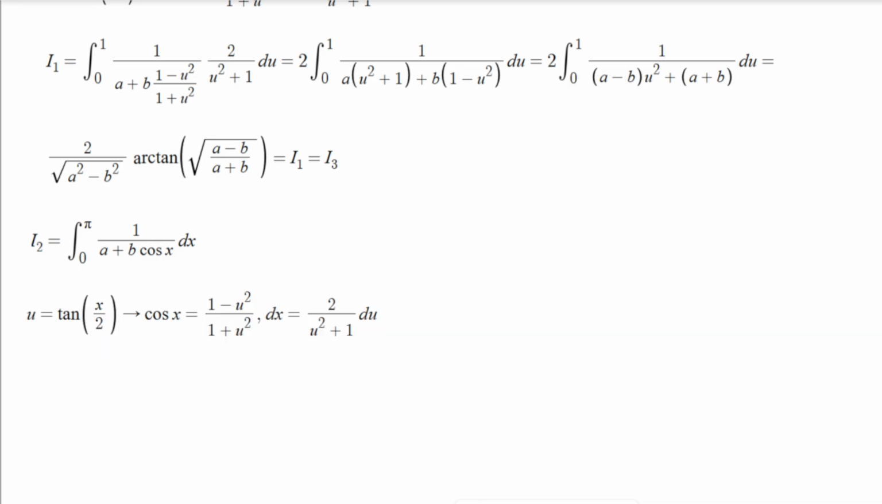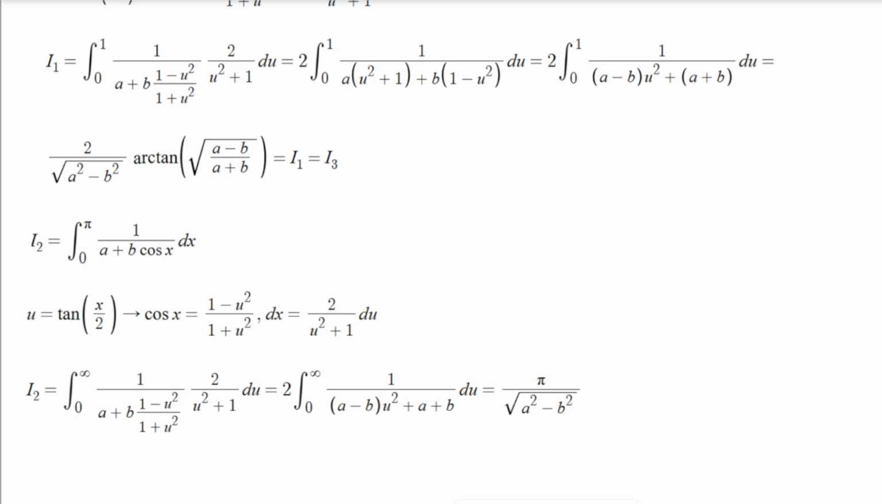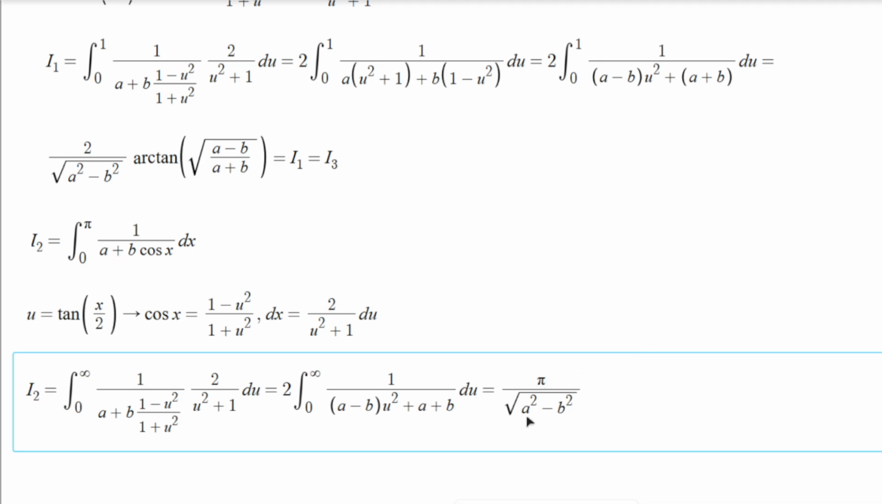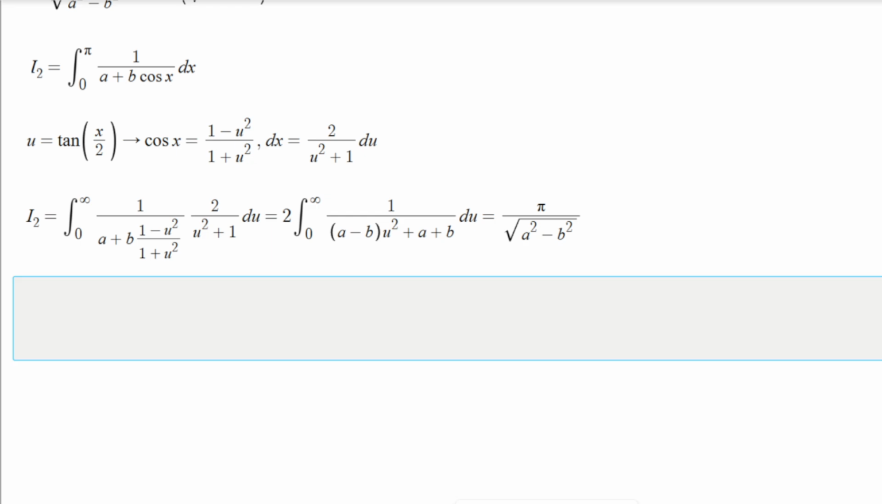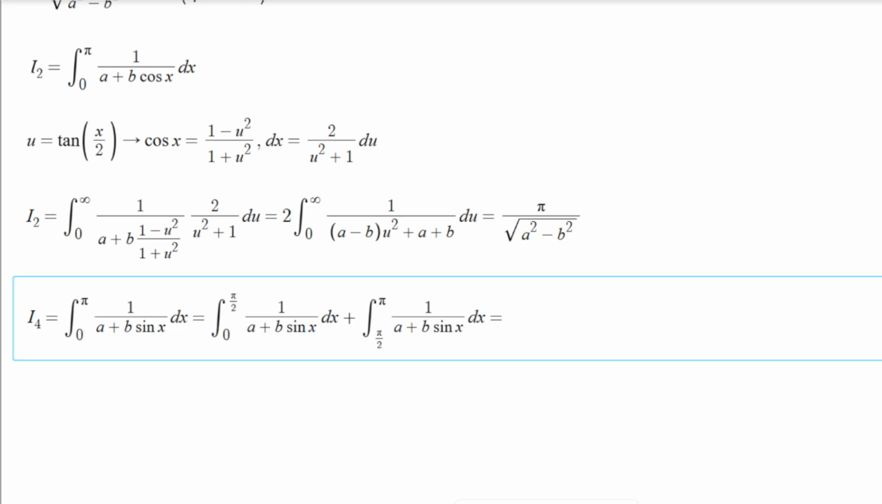All right, well, again, Weierstrass substitution. And again, I just plug it in, distribute, regroup, and from there it's very, very easy to evaluate that to pi over the square root of a squared minus b squared. All right, we have one more left. That is I4. And that is the integral from 0 to pi of 1 over a plus b sine x dx. And we're going to split that up as the integral from 0 to pi over 2 plus the integral from pi over 2 to pi.